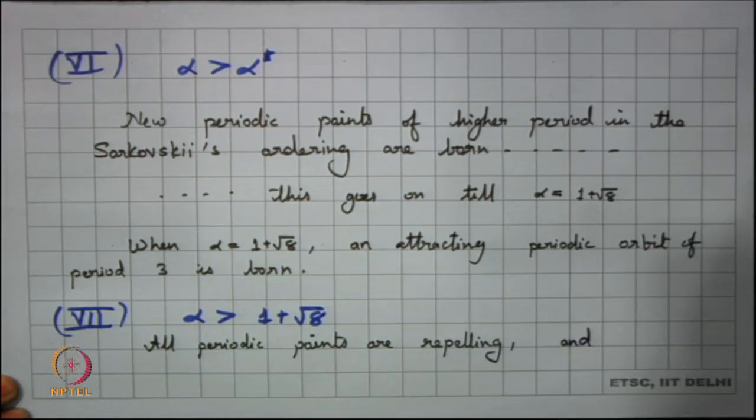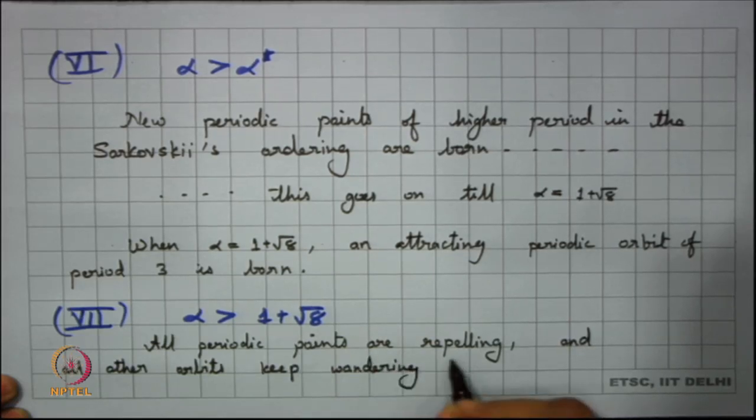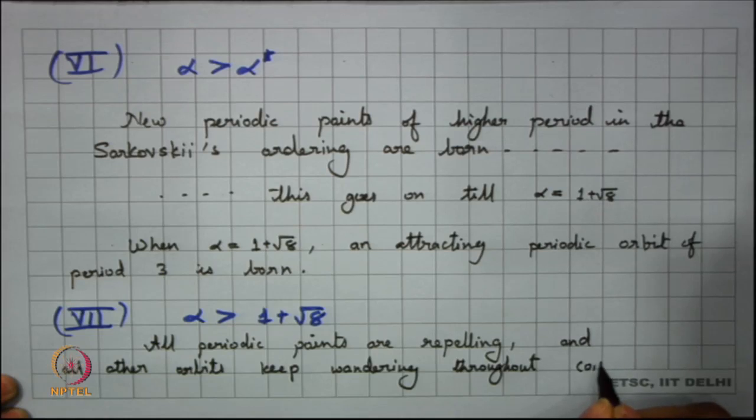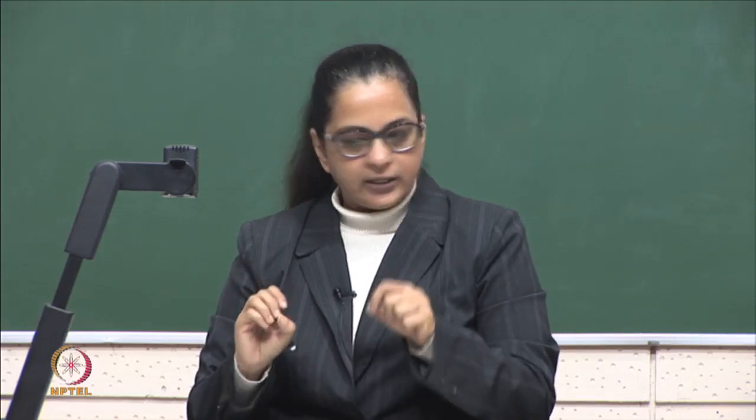And what happens here is, all orbits... I should talk of other orbits, because periodic orbits definitely have a definite motion. So, all other orbits keep wandering throughout 0 1. All other orbits keep wandering throughout 0 1 and they do not settle anywhere.